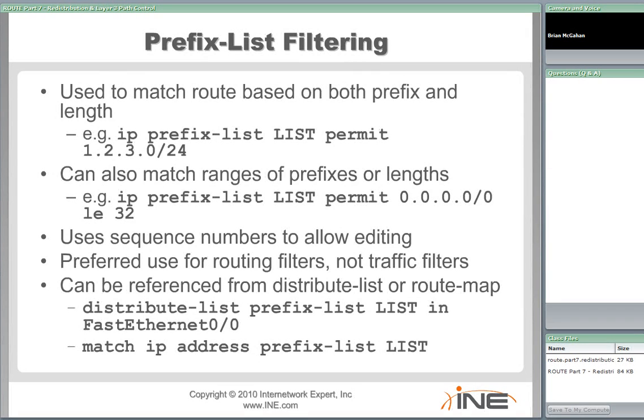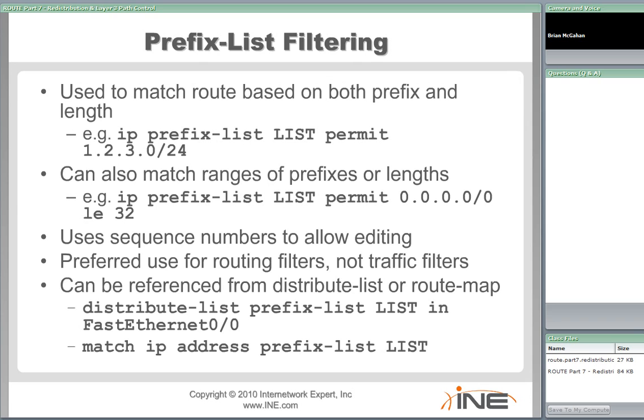Now, one of the other problems that you would not want to use the access list for, in this case, is that you cannot match on both the prefix and its length at the same time. So if we had two routes in the table, 1.2.0.0/16 and 1.2.0.0/31, the access list cannot tell them apart, at least from the standard access list.